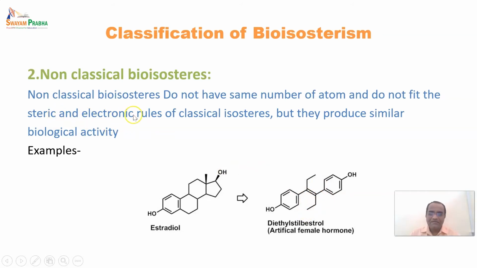Also you can see that the steric and electronic parameters are different. Here it is an aromatic ring and here it is a cyclopentane ring, and it has a high degree of unsaturation, and this ring has been completely saturated.